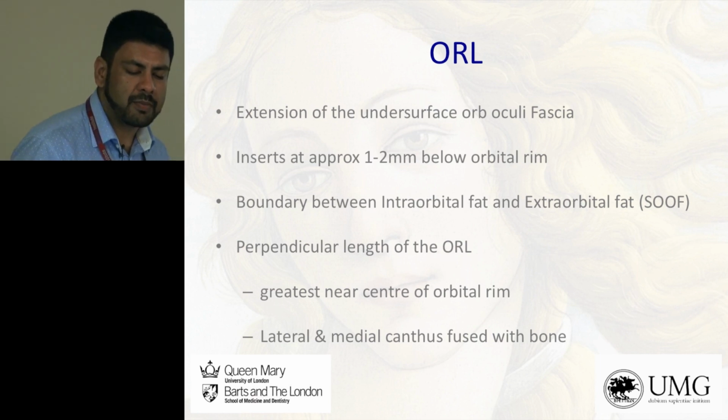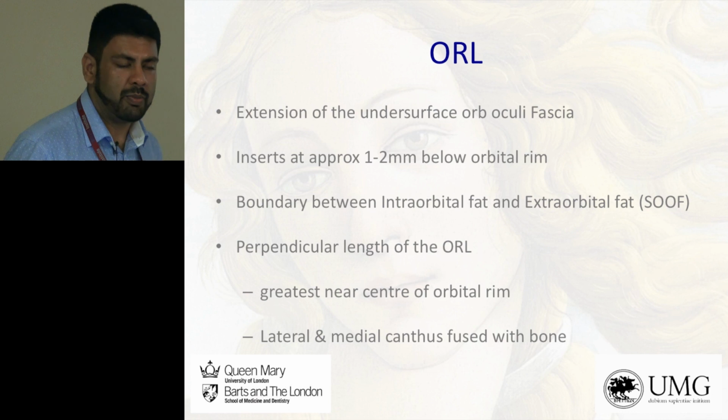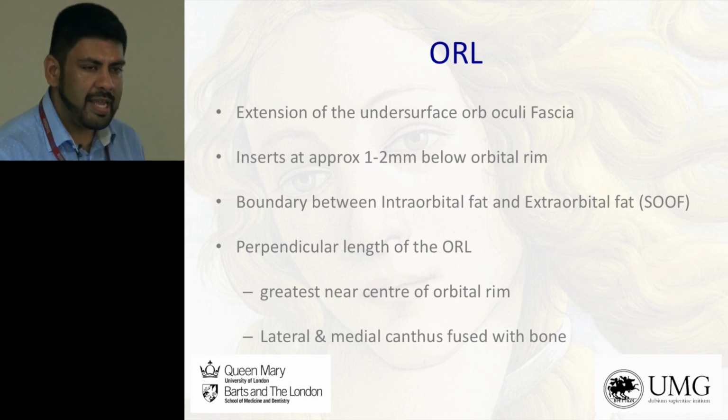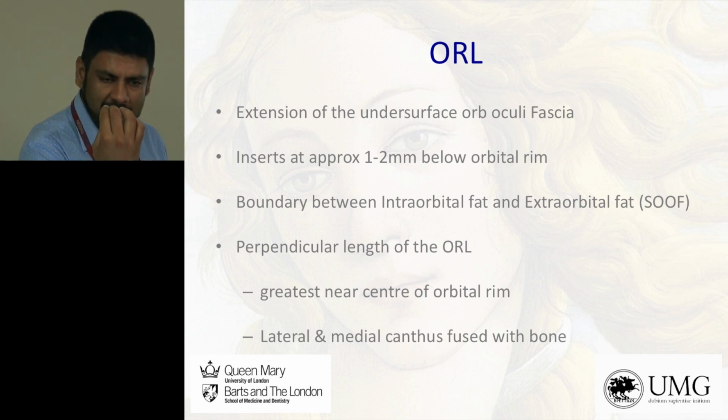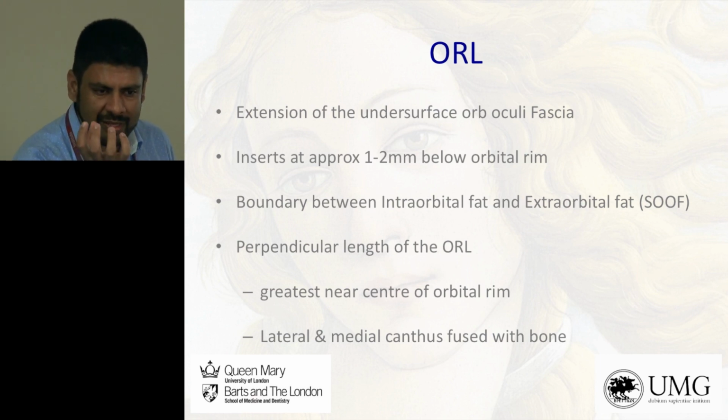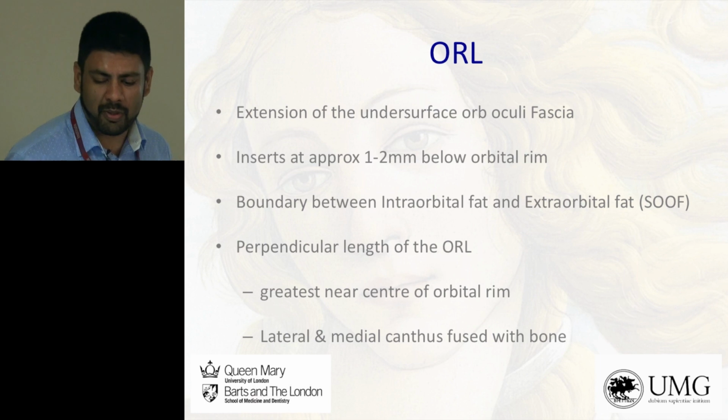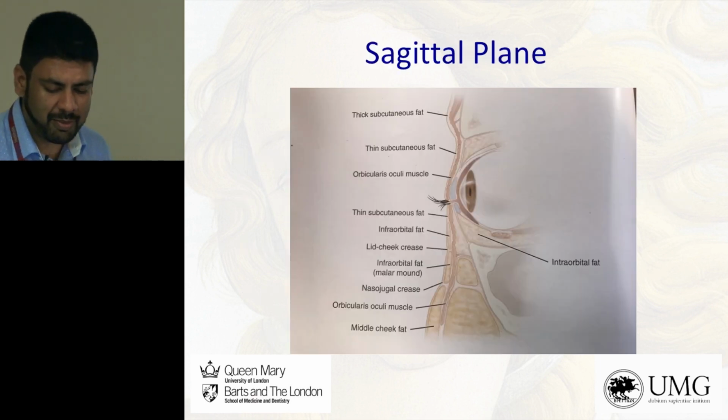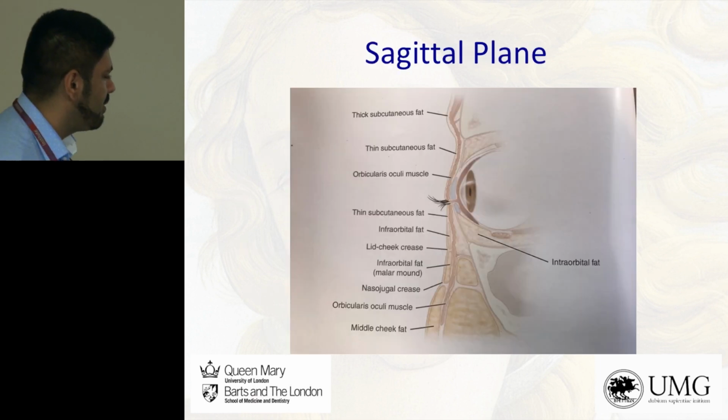As we go from side to side with the orbital retaining ligament as well, it gets longer perpendicularly, and that means that that space increases as you get to the mid-pupillary line. So it's a little bit difficult to see just by writing about it. So let's have a look at a side view.